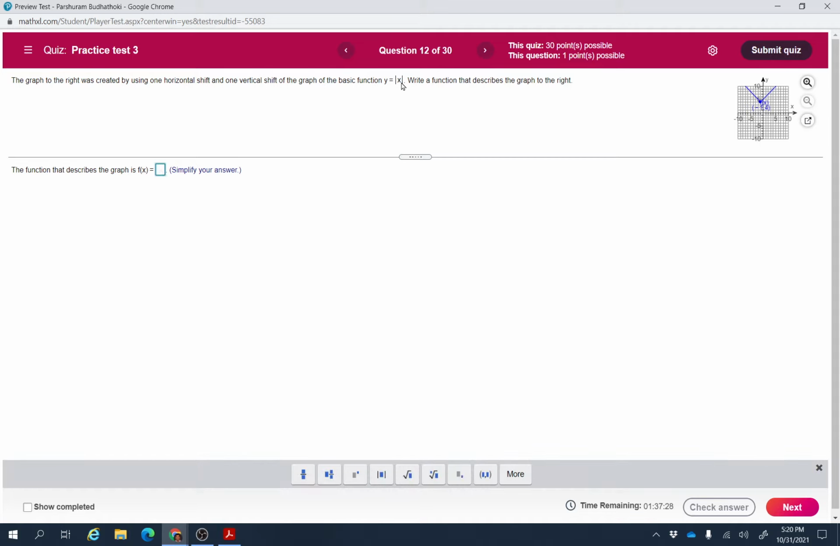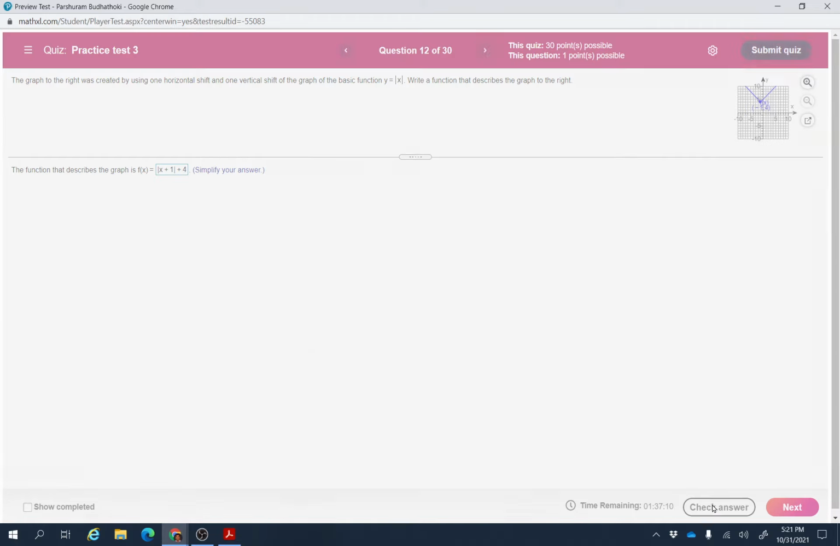So we always do the horizontal shift first and then the vertical shift. This graph is left 1 unit, so that means you have to add 1. That's the left shift, and then add because it's going 4 units up, so you have to add 4. So that's left 1 unit and up 4 units.